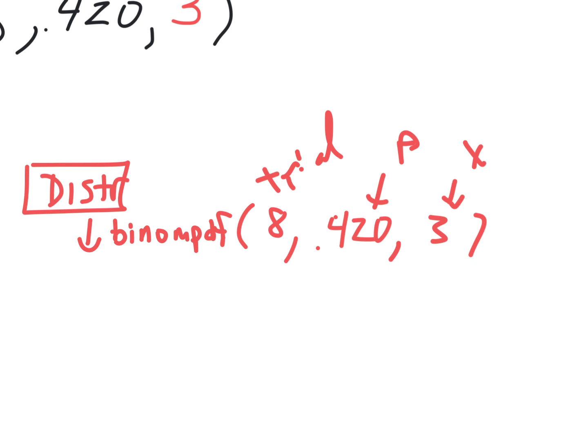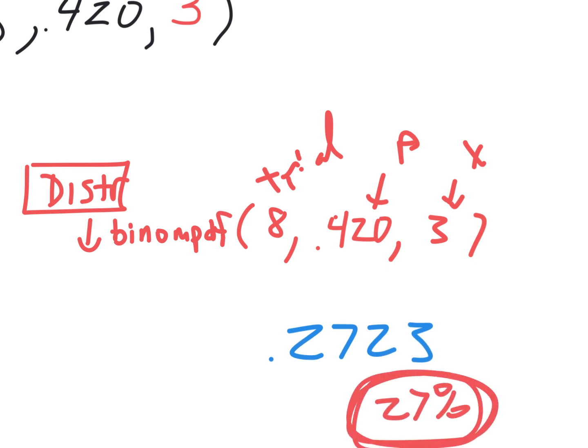Just give me the first 4 decimal places. 0.2723. All right, and if I had to ask you for that to be a percent, would you know what to do? Let's make it a whole percent. Yes, so what do you think? 27%. There is a 27% chance that this kid will get 3 hits.